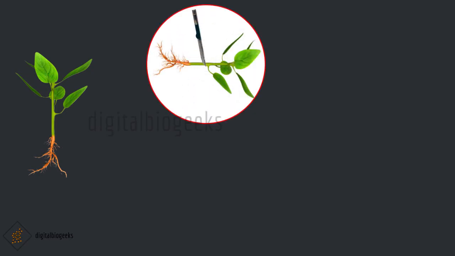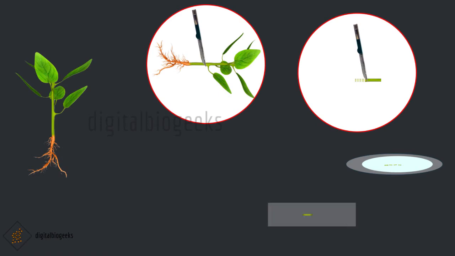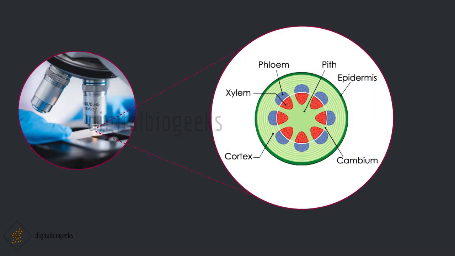Take a stem from any plant using a razor or blade, and cut very thin slices from the stem. Place them on a petri dish filled with water, take one with the help of a brush and keep it on a glass slide. Put a small drop of safranin, which is a biological stain, onto it so that we can clearly observe the tissues under the microscope. Now place a cover slip without forming air bubbles and observe it under the microscope. We can see these tissues.